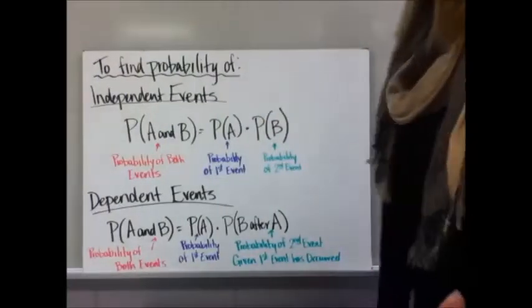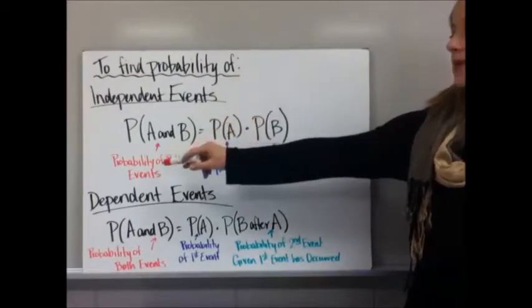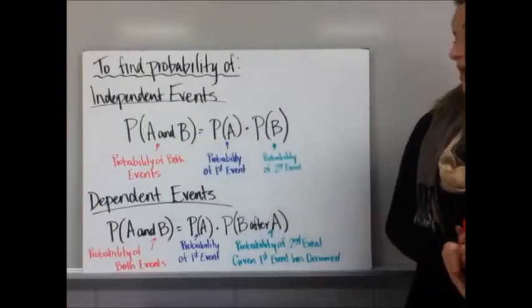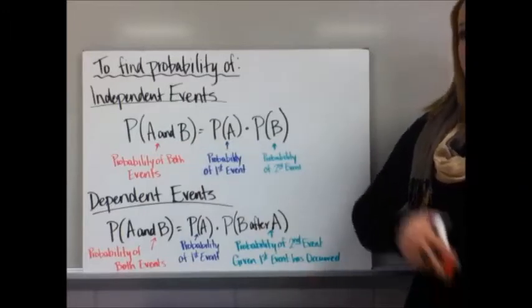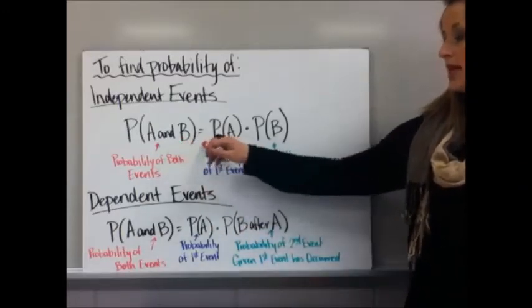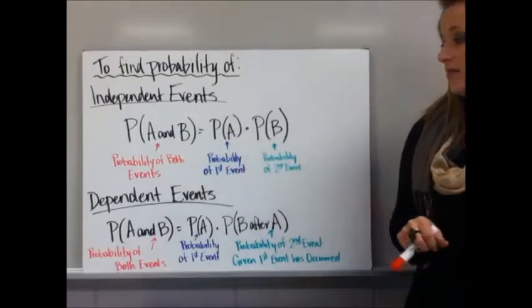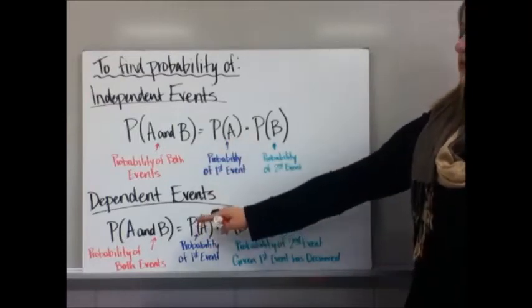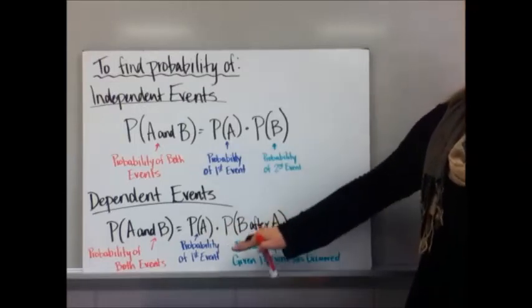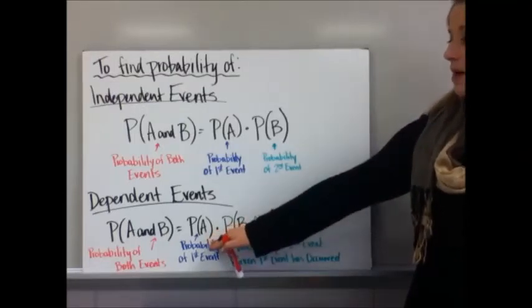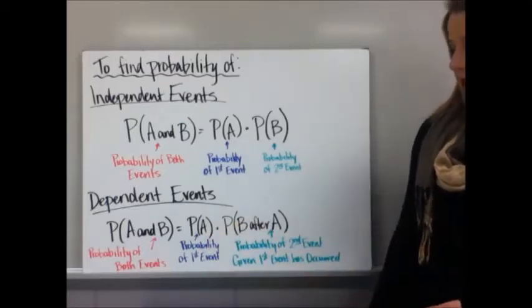So here's how you find the probability of these different kinds of events. If it's an independent event, meaning that the probability of A, the first event, does not affect B, then the probability of A and B, like the probability of rolling a 2 and then rolling a 3, is equal to the probability of the first event times the probability of the second event. Whereas for dependent events, it's different. You're still multiplying, but the second thing that you're multiplying is the probability of the second event given the first event has occurred.